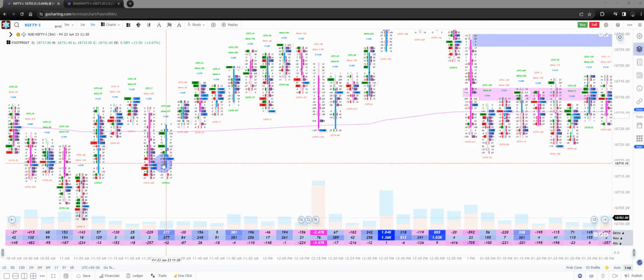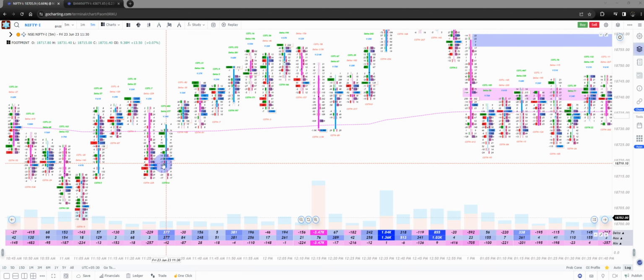Everyone, in today's video, we're going to discuss something interesting. That is, we're going to see how footprint charts can help you understand even price action a little better. And once you have been using footprint for a considerable amount of time, you will start seeing the candlesticks that you see in price action a little differently.